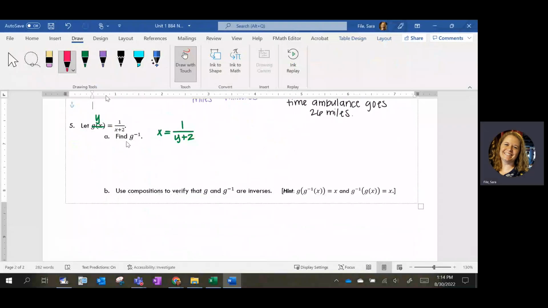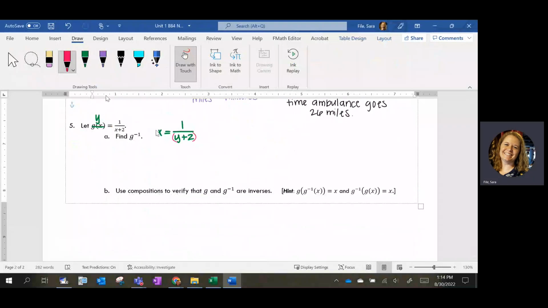I need to get that y out of the denominator, right? The entire denominator, that expression, will have to come out together, because that plus 2 is attached to the y. How could I get this y plus 2 out of the denominator? Yeah, so if I multiply by y plus 2 on both sides, that would work.